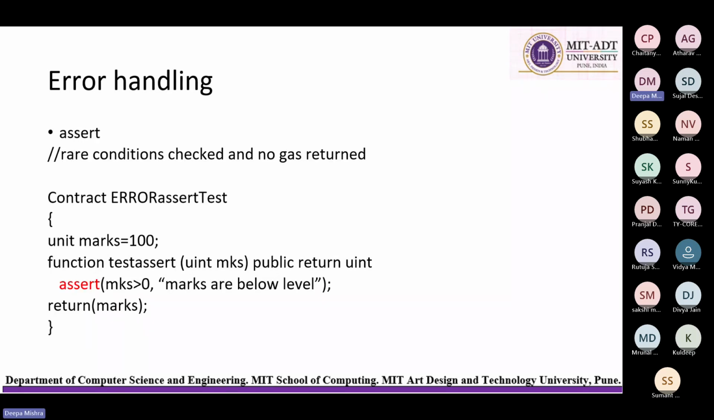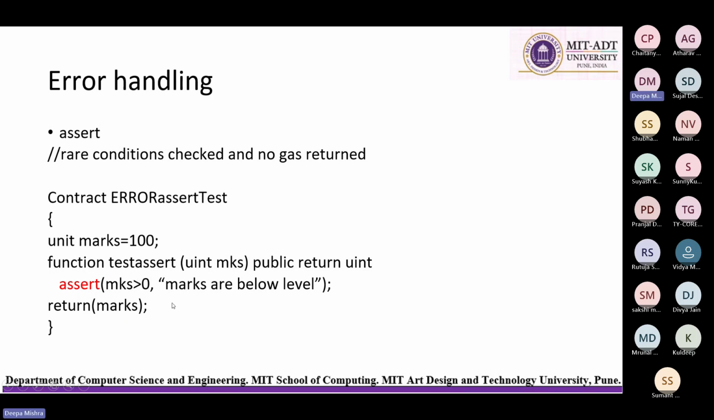Next, use of assert. Assert is basically used for checking rare conditions, and even if the condition fails, no gas is returned. Let's look at the same example. I have put in the same code. I have initialized the marks value to 100 and I'm using assert as an error handling function inside test assert, simply checking the same thing, that marks is greater than 0. Otherwise, this error message would be printed, and I'm returning marks.